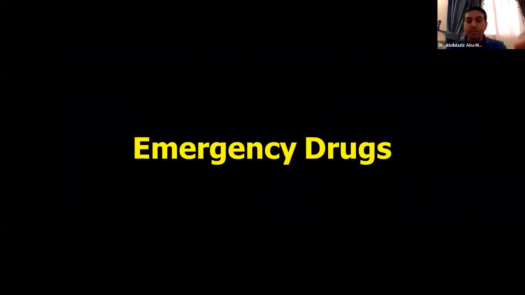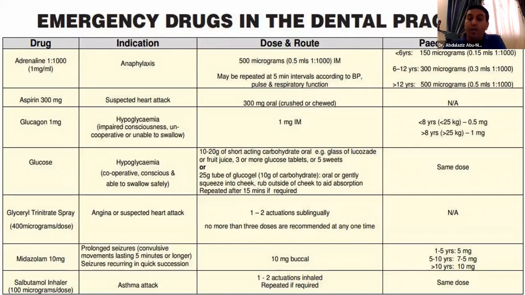The emergency drugs, this is something that you always have in your clinic. I will keep this slide for sometimes you want to take shots. Adrenaline, aspirin, glucagon, glucose, glyceryl trinitrate, midazolam. These are the emergency medications, and the routes, doses, and indications that you need to go with. You have to keep it updated.